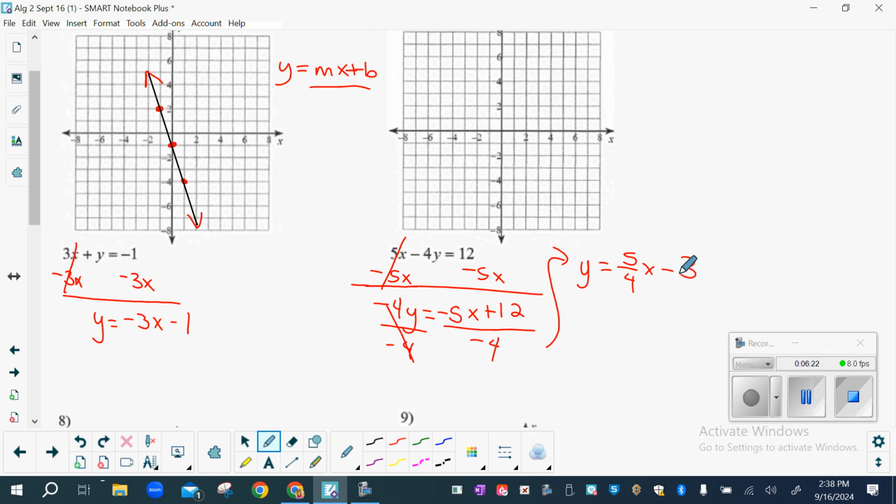So this group over here, tell me how to graph that. Do it. And go up. Good. 1, 2, 3, 4, 5. 1, 2, 3, 4. Okay, so now we draw our line.